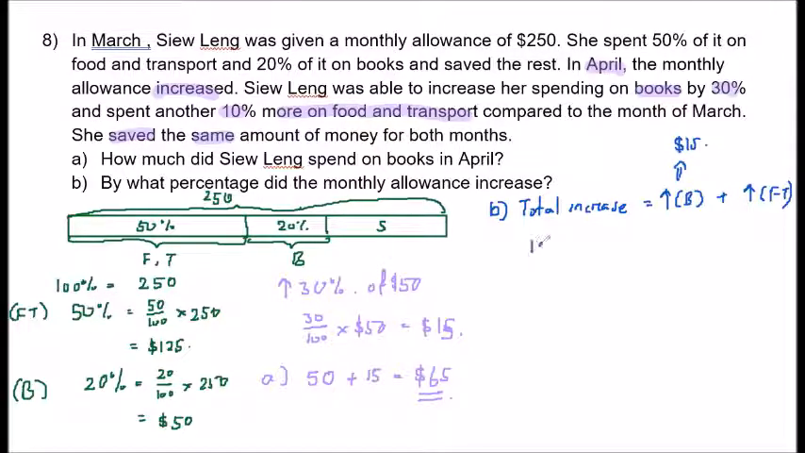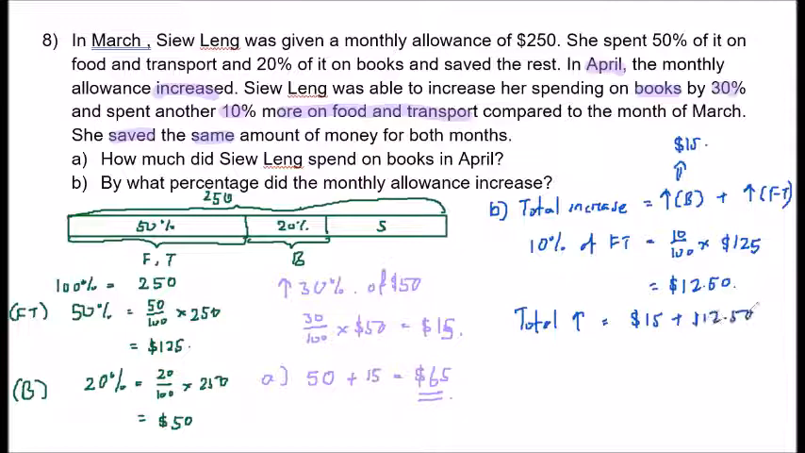So isn't it just 10% more? So 10% of food and transport will account for 10 over 100 times 125. So we will get $12.50. Okay. So the total increase in the allowance has to be $15 plus this $12.50. So we have $27.50.